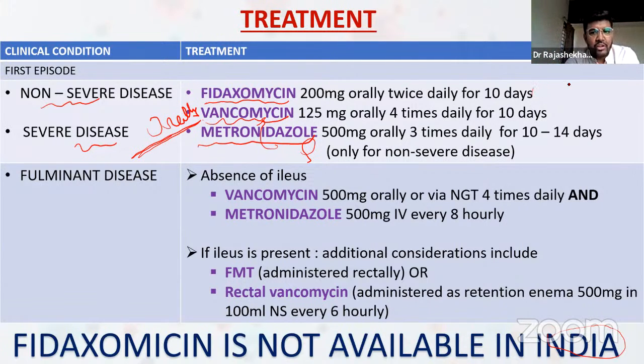The doses I have given here, the duration is usually 10 days, or sometimes 14 days if you are using metronidazole. Metronidazole you use only for non-severe disease. Metronidazole is not used in severe disease. Remember this. In severe disease, we use either vancomycin or fidaxomicin. Since fidaxomicin is not available, we will be using vancomycin. Severe disease means TLC is more than 15,000, creatinine is more than 1.5. And in fulminant disease, if the patient does not have any ileus, then you can go for either vancomycin or metronidazole. Fidaxomicin is not used for fulminant disease.